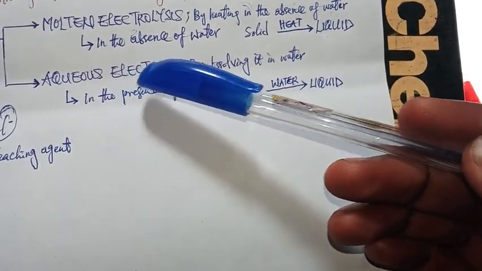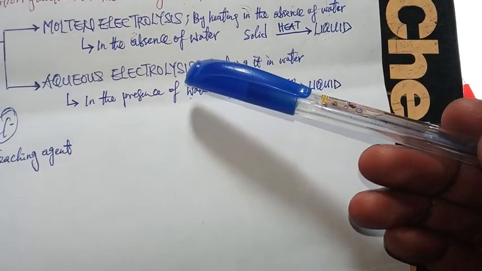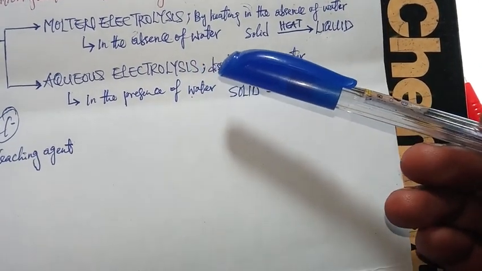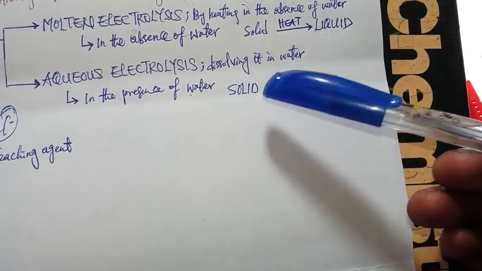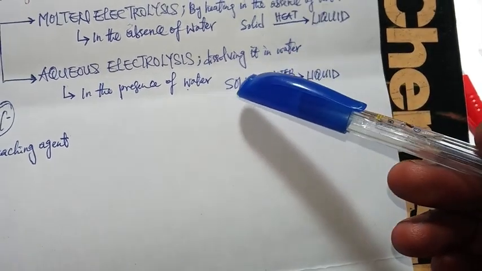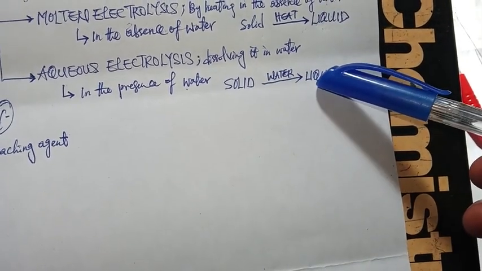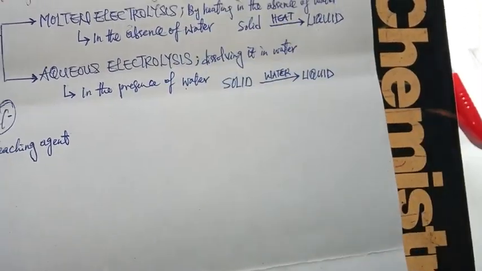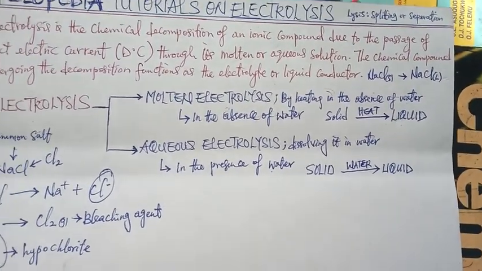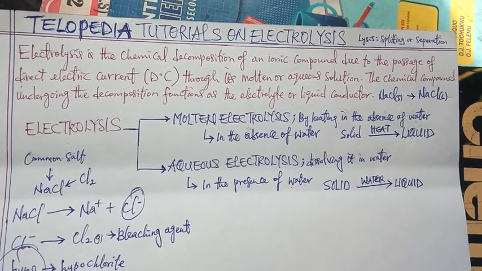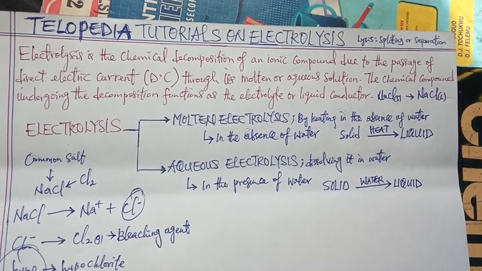As we move to aqueous electrolysis. Aqueous electrolysis is the electrolysis of a chemical compound by first of all dissolving it in water to convert it from solid to what? Liquid. So it is an electrolysis in the presence of what? Water. So these are basically the things you need to know as the introductory aspects of this topic.